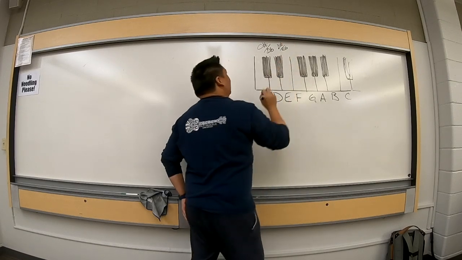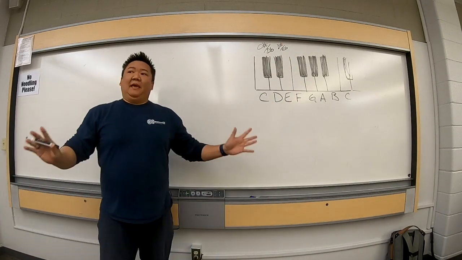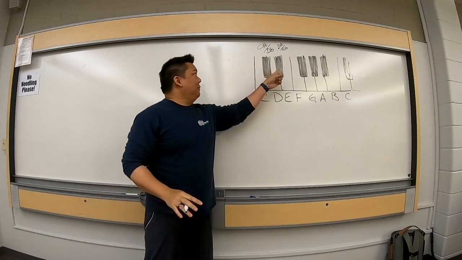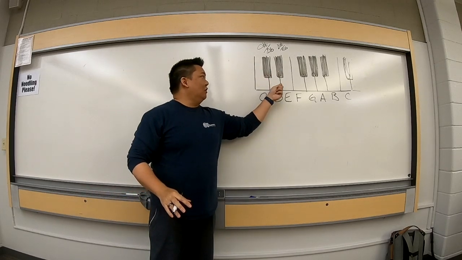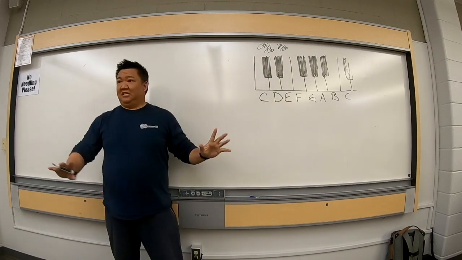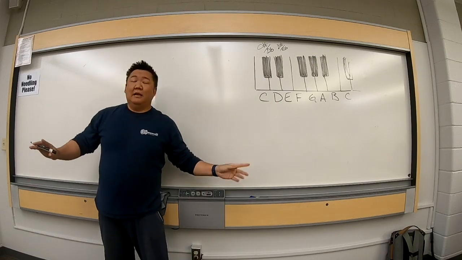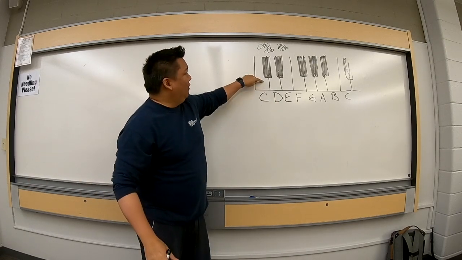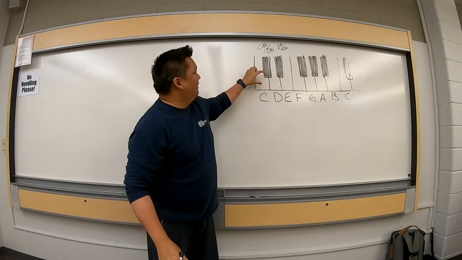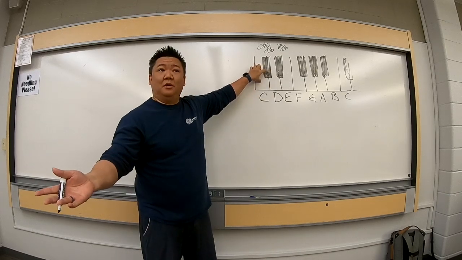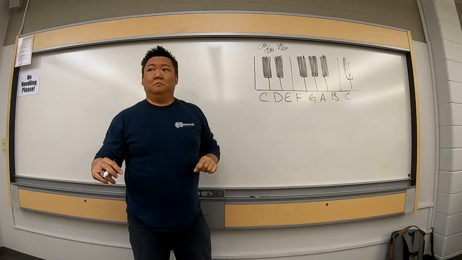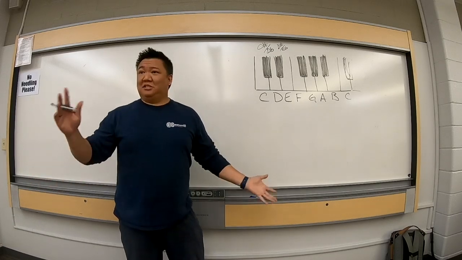Is everyone on the same page at the moment that the black keys represent sharps or flats, and these are your neutral notes or your natural notes: C, D, E, F, G, A, B, C. Now, every time we go from a white to a black, that's called a half step. Two half steps are a whole step. Not too bad, right?